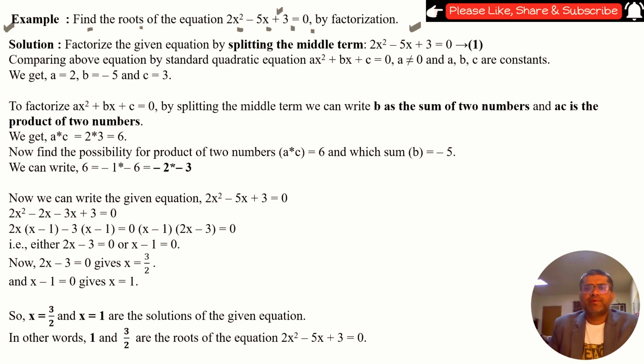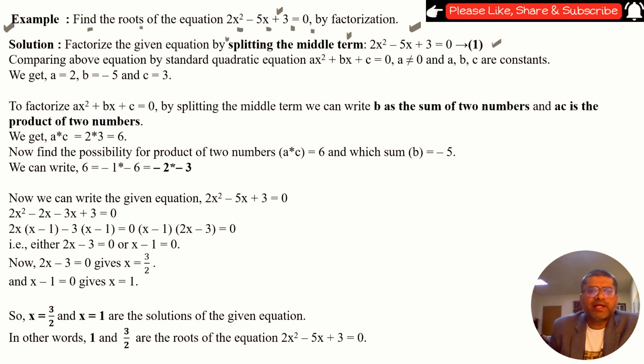Okay, what we will do here, just see factorization. We will first factorize the given equation with the help of splitting the middle term. I hope you know and have heard about splitting the middle term. If you don't know, we will explain here later. Factorize the given equation by splitting the middle term. This is your given equation, equation number 1.